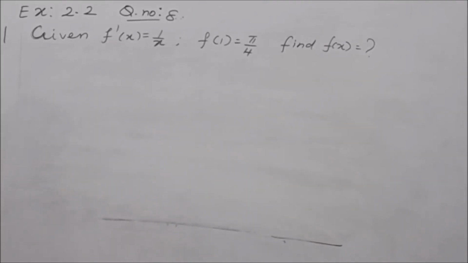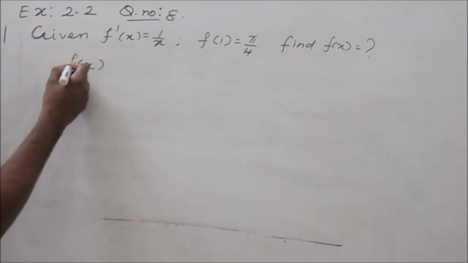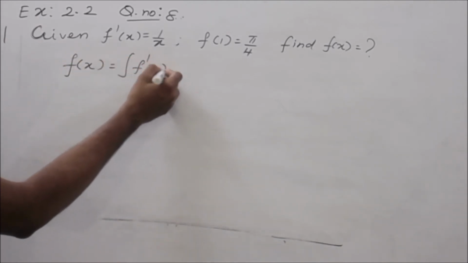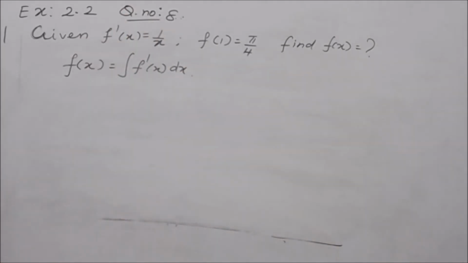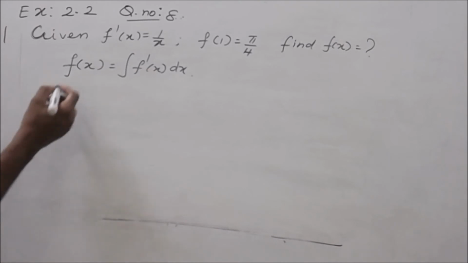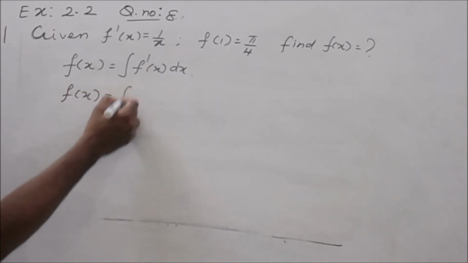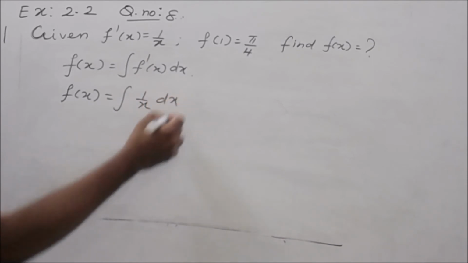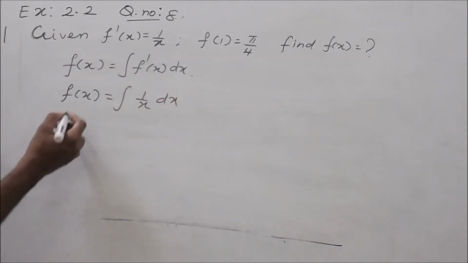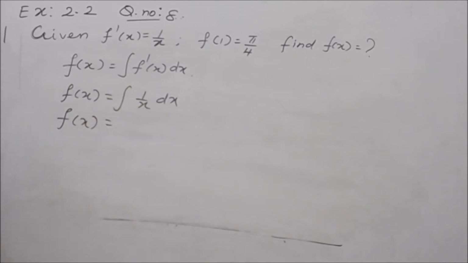Question number 8, the last problem in the second exercise, exercise 2.2. Given f'(x) equals 1 by x and f(1) equals pi by 4, find the value of f(x). Already we learned one formula in the first exercise: f(x) equals the integral of f'(x) dx. Now substituting f'(x) here, f(x) equals the integral of 1 by x dx. Integrating this function, the integral of 1 by x is log x.